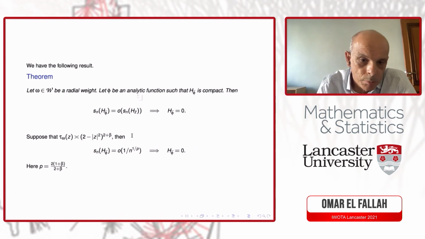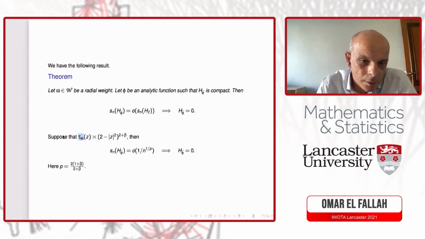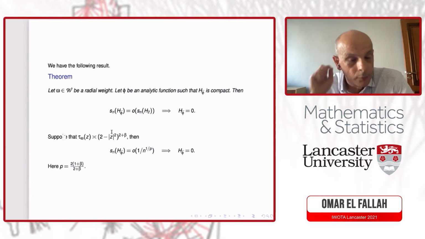For example, for beta equal, here we have a square. I forgot the square here, sorry. For beta equal 0, we obtain exactly the case of standard Bergman spaces. Okay.